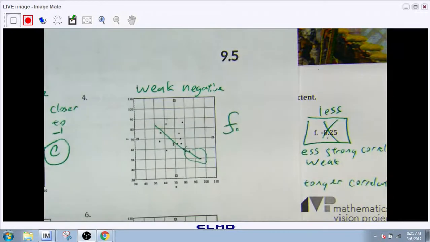Okay? And so that's pretty much how we're going to do this. Every time you look at one of these, you're going to figure out, is it a strong or weak correlation, and is it a positive or negative correlation, and find the number that best fits that. Cool. All right. Final point.